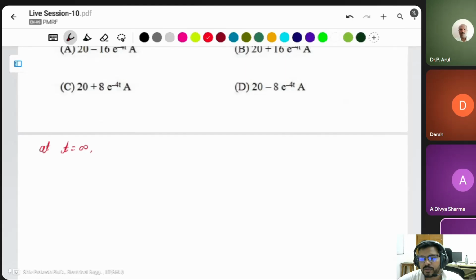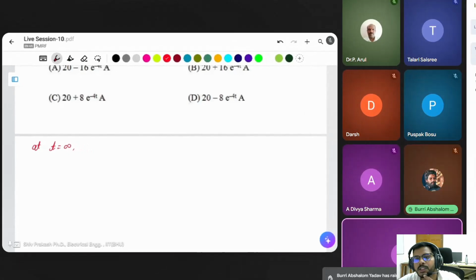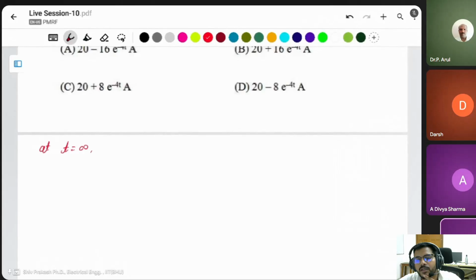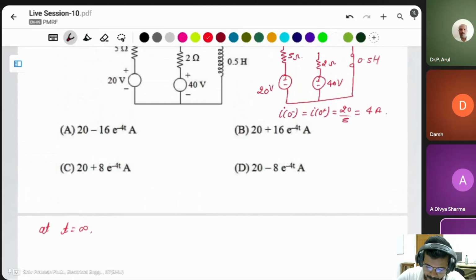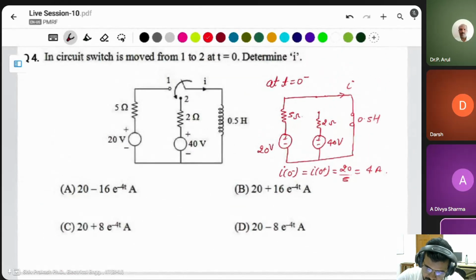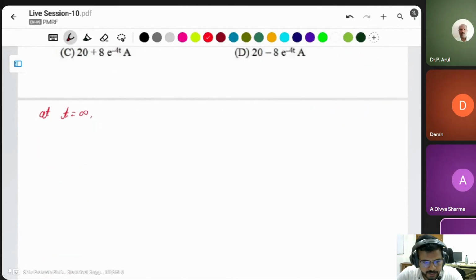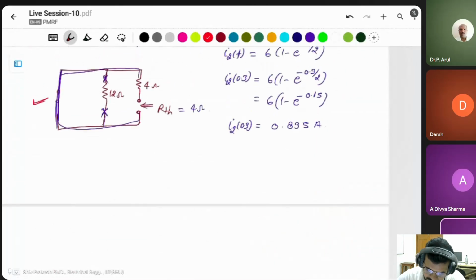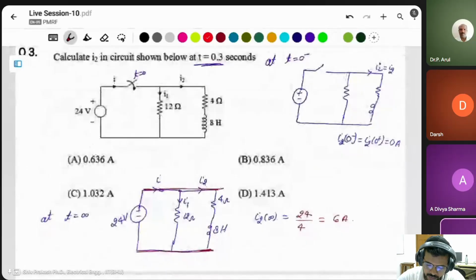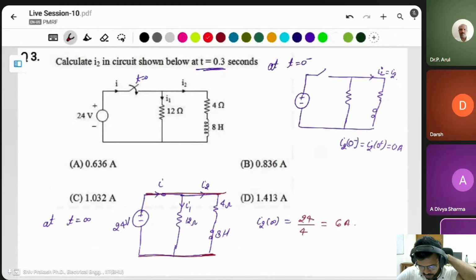Yes, I have doubts. Yes, you can ask. Okay, at t is equal to infinity, the circuit. Okay, previous question, it means this one. Okay, I can explain this one once more, no problem.